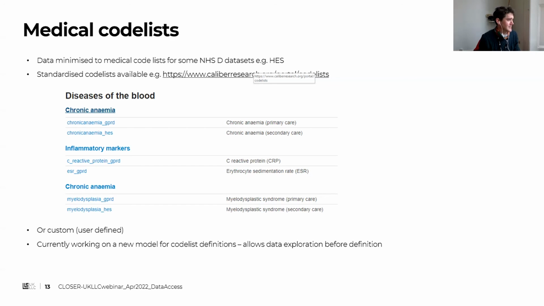So we acknowledge defining codes is a tricky job, and that's why we're looking at this new model. So over the next few weeks, we're exploring this, and depending on the timing of your application, you may be able to not define a code list, if you see what I mean.